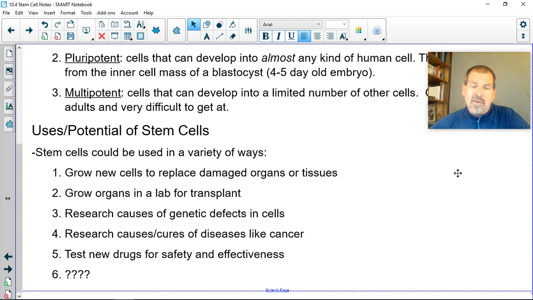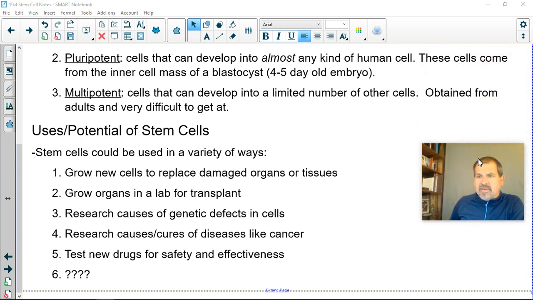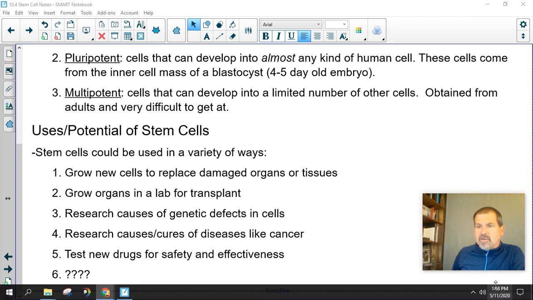Obviously, research on all kinds of different genetic diseases, that we have a lot to learn about yet. And then cancer. If we can figure out how to turn off and turn on the cell cycle in stem cells, then maybe we can do that in cells that are cancerous inside a human body. They can be used to test different drugs for effectiveness. And then number 6 is important. Question mark. Who knows? There may be potential uses for stem cells that we are not even aware of yet. Stuff that is around the corner in the future, yet to be.